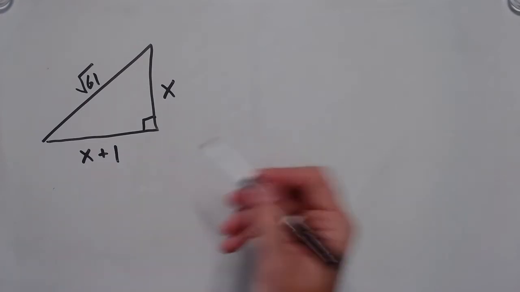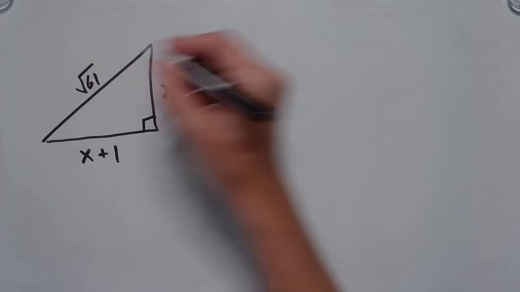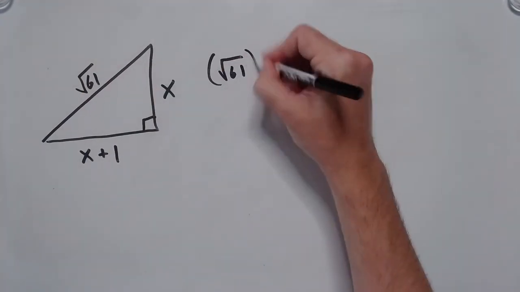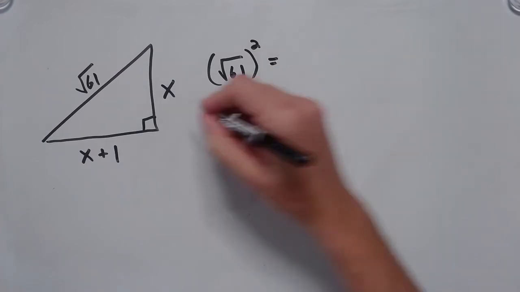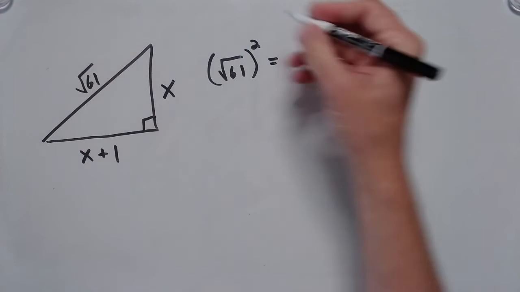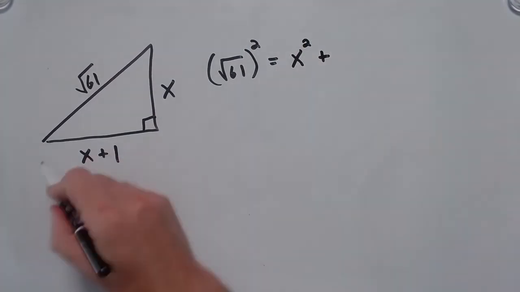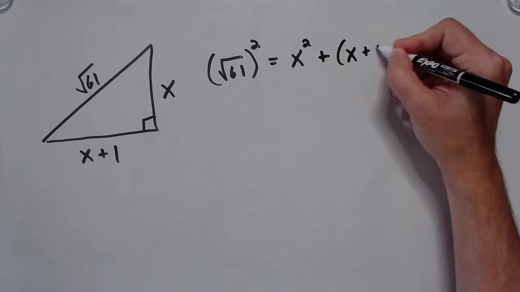So let's just write it out as the Pythagorean theorem. We're going to take the hypotenuse and square it. So I'm going to write it out. The square root of 61, squared, is equal to, we're going to take this side first, we're going to square it, x squared, plus this side squared. So we'll use some parentheses to keep everything nice and happy and separated.